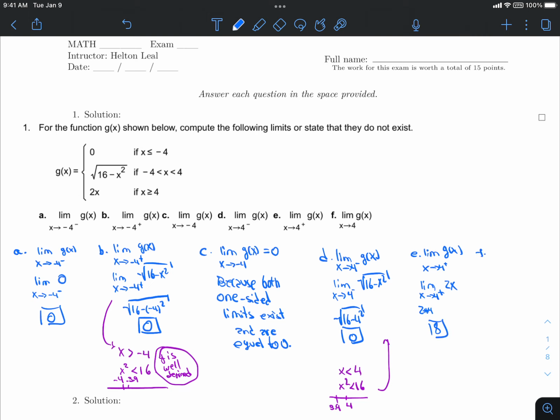So then the answer for F is that the limit does not exist, because now we're using the two-sided limit, and the one-sided limits are different. So that's how you solve this type of one-sided limit question.